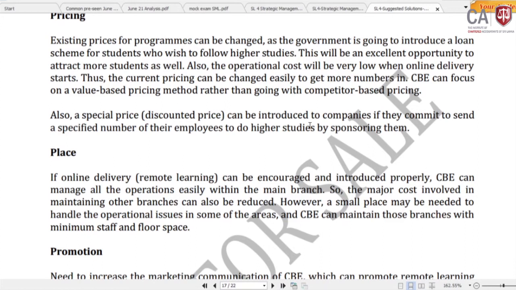A special price can be introduced to companies if they commit to send a specified number of their employees to do higher studies by sponsoring them. You can give a discount price for them, right.